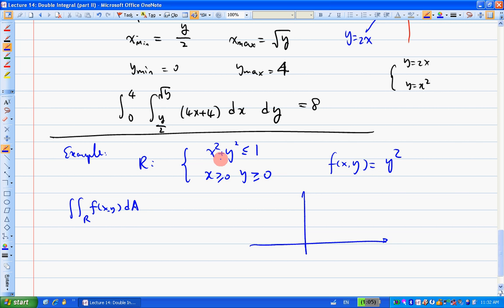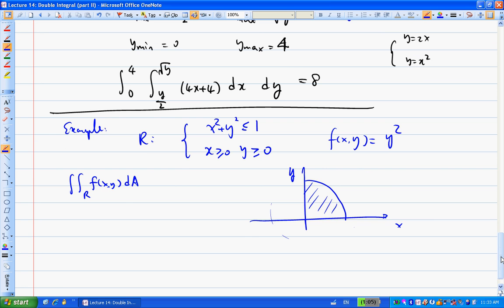In this region R, the first condition is x squared plus y squared less than or equal to 1. Well, equal to 1 is what? It's a circle, right? If less than or equal to 1, meaning where is it? Inside the circle. And the second condition is x greater than 0, y greater than 0. Basically that constrains your region R to the first quadrant. So here basically this is your region R.